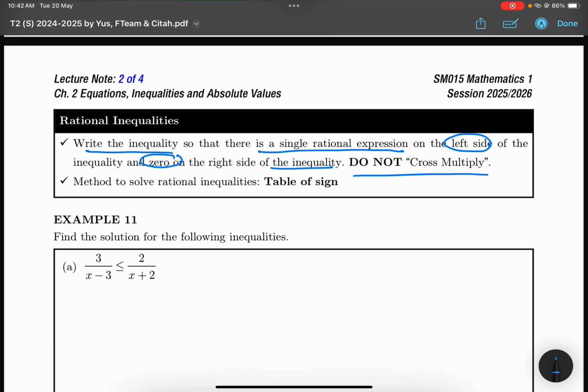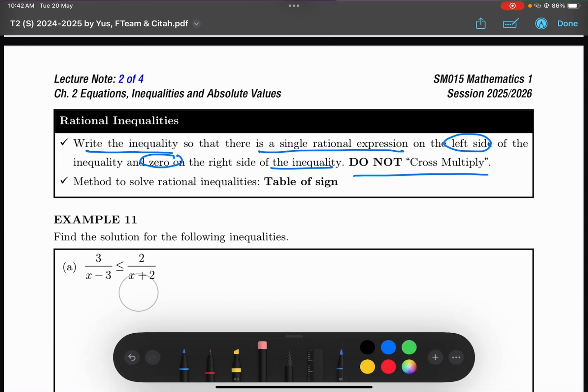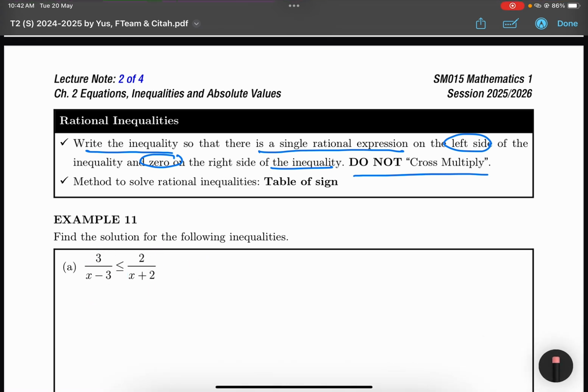So if you can see on this example, we have two rational functions. So apa maksud rational expression ni adalah fungsi yang dalam keadaan pecahan. So we want to make sure only a single rational expression on the left. So how to do that? We cannot cross multiply. Okay, you tak boleh cross multiply like this. Absolutely not. Okay, tak boleh. So macam mana nak make sure hanya ada satu single expression on the left and 0 on the right?